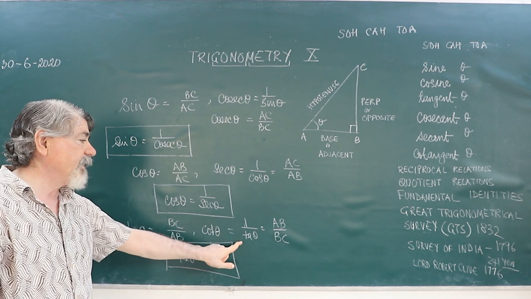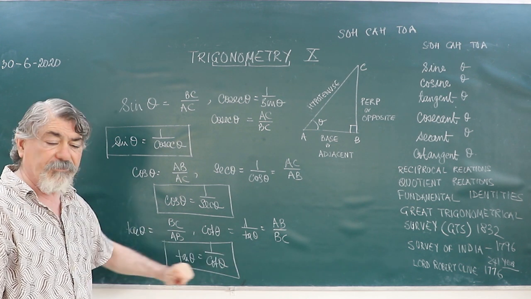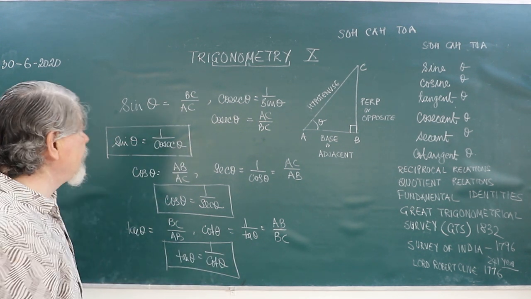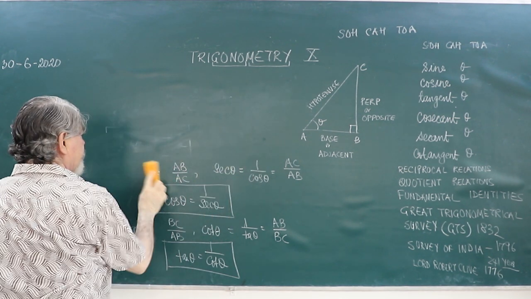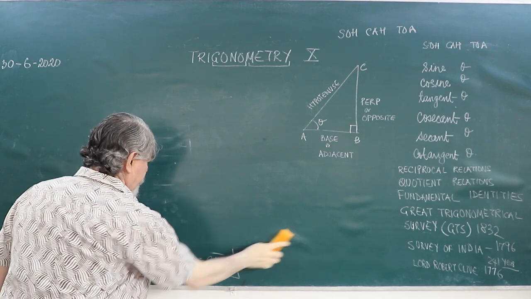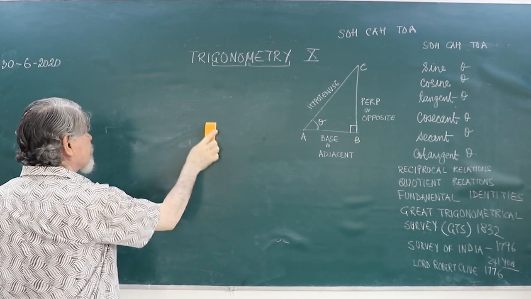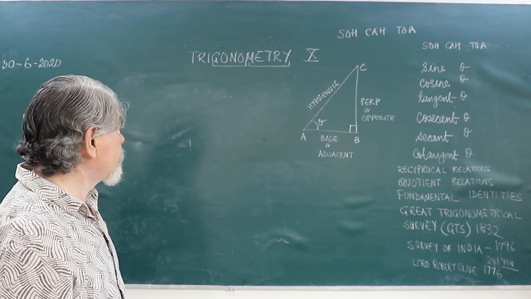So cot theta will become 1 upon tan theta, or AB upon BC. So tan theta will be 1 upon cot theta. Let me write all the reciprocal relations together now. After explaining it to you, let me write them together. Then we discuss the next relations, which are called quotient relations.